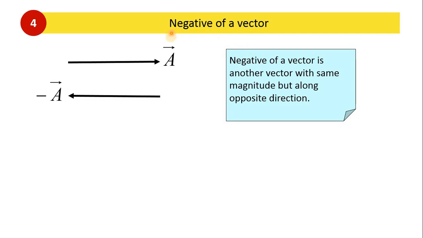What is the meaning of negative of a vector? The first figure shows a vector A, and the second figure shows a vector of same length, same magnitude, but in the opposite direction. That vector is called -A. So negative of a vector is just another vector with same magnitude but along opposite direction.